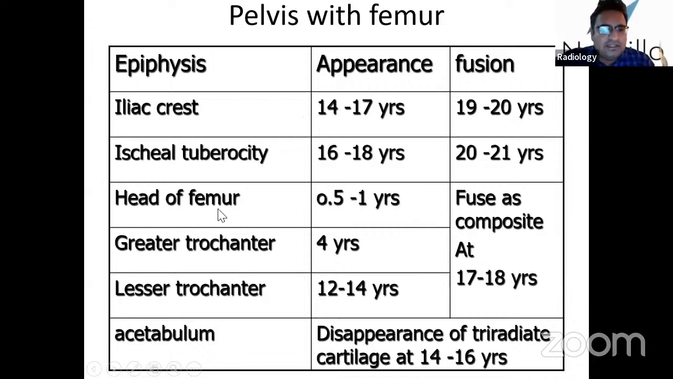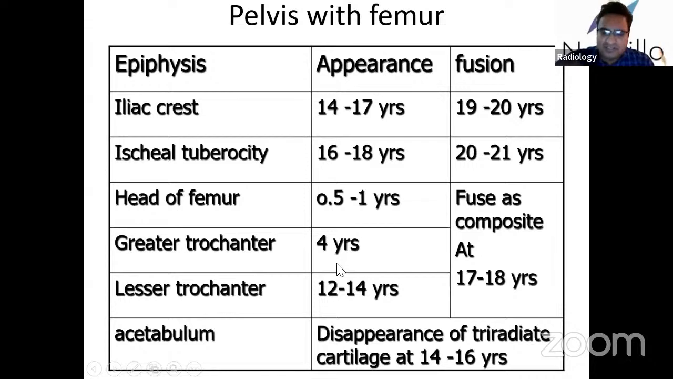Now, the important one is the head of femur, which has an appearance at around half a year to 1 year and fuses at 17 to 18 years. Same with the greater trochanter and the lesser trochanter. Greater trochanter will appear at 4 and fuse at 17 to 18, and lesser trochanter has an age of appearance of 12 to 14 years and fuses at 17 to 18 years.